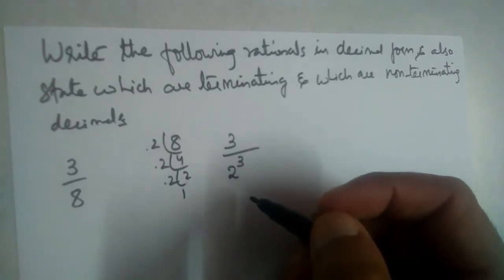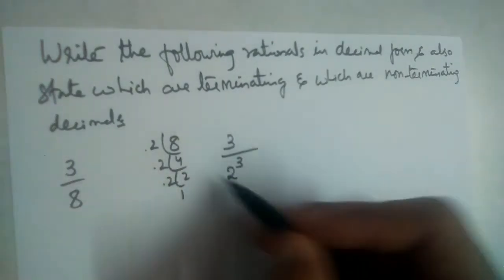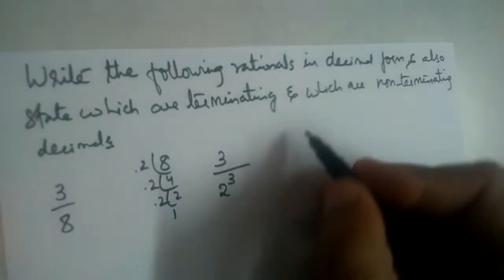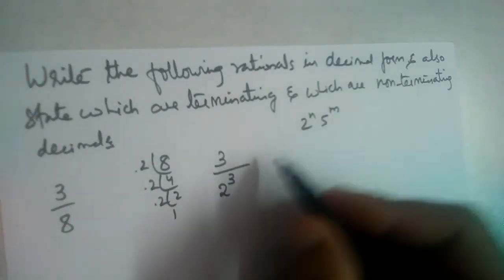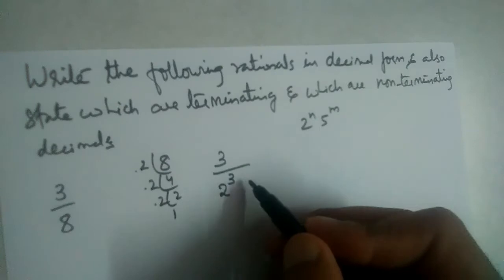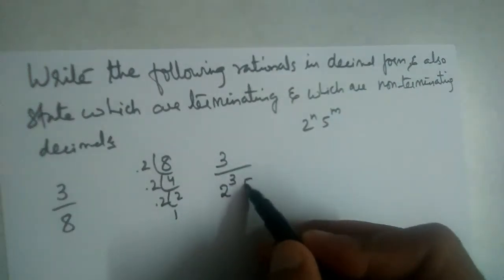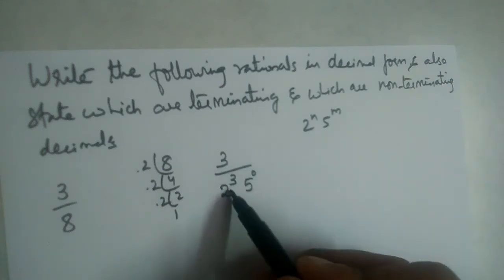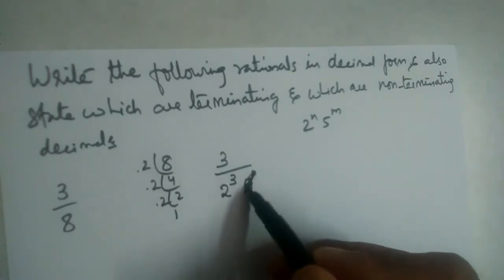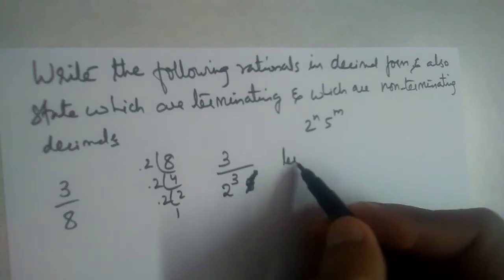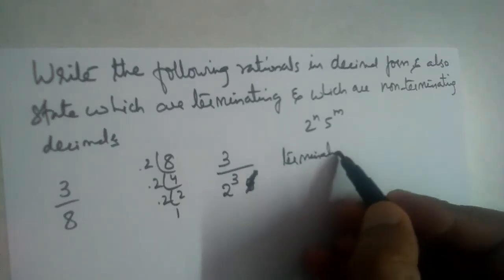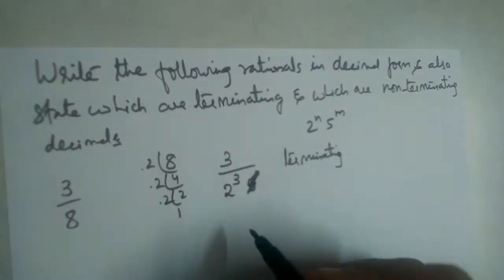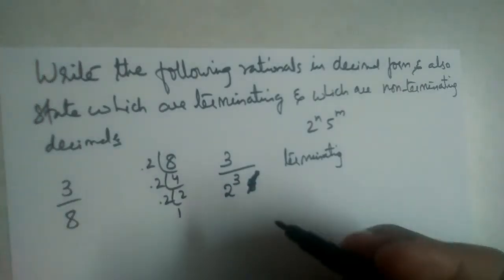Now first let us say whether it is terminating or not. See, denominator is of the form 2 power n 5 power m. n is equal to 3 here and m is equal to how much? 0. Okay, so this 5 power 0 will become 1, so this will be 2 cube only, isn't it? So is it terminating? Yes, it is terminating, right? It is a terminating decimal. Now let us find the decimal form of it.